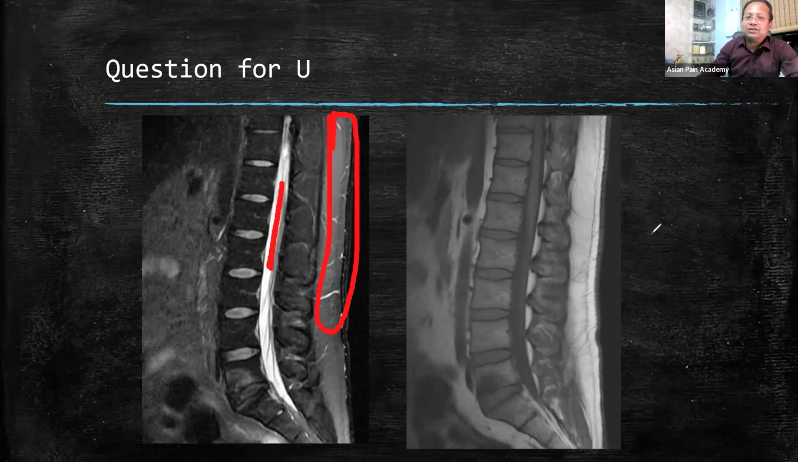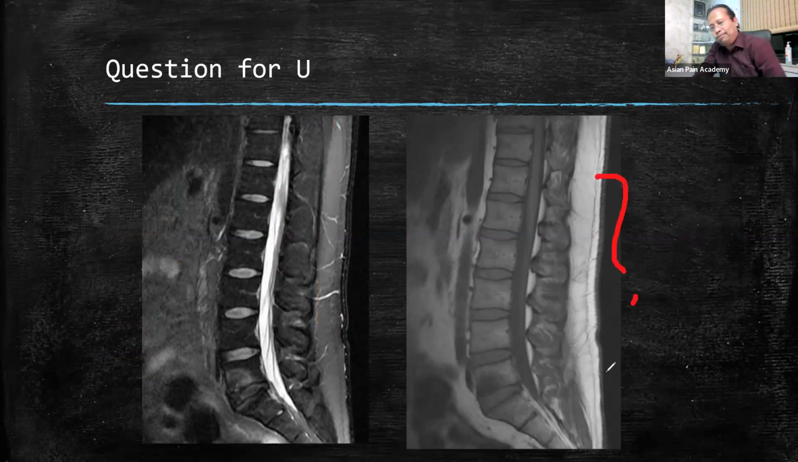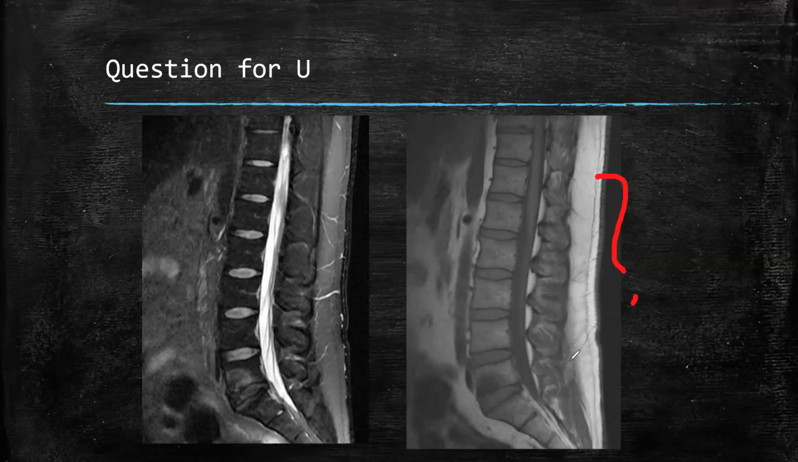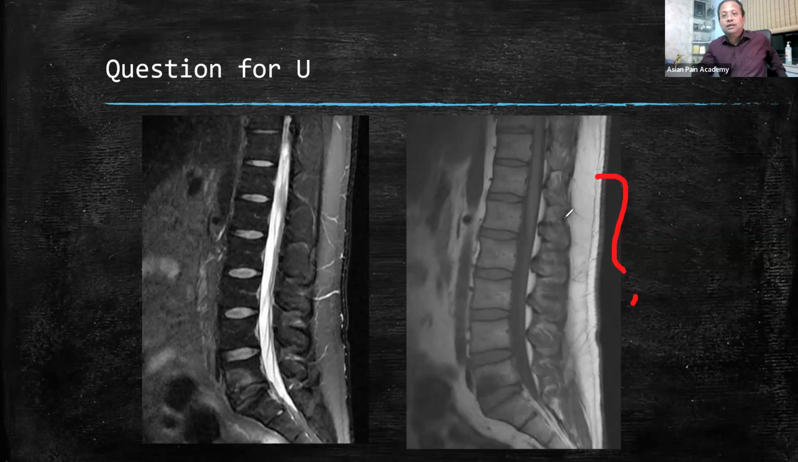Okay. And this one, which sequence? Right side. And this one, tell me. T1. Yes, this one is T1 because here fat is white and CSF is black. CSF is black. So this is T1 sequence.